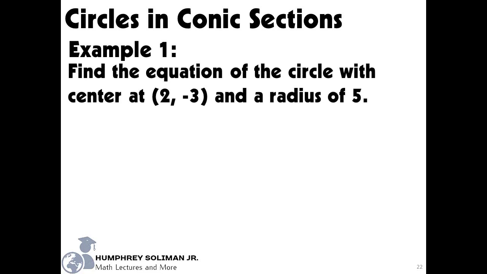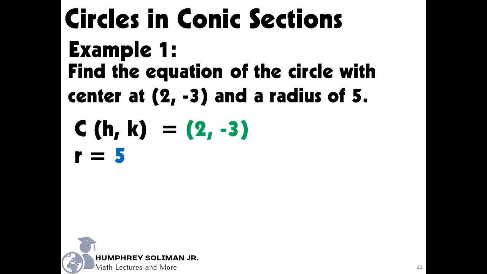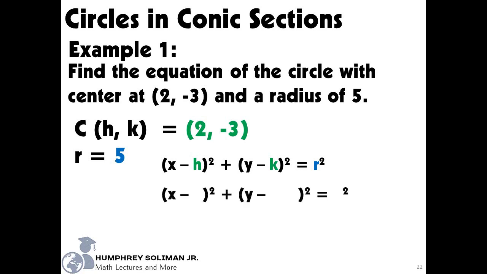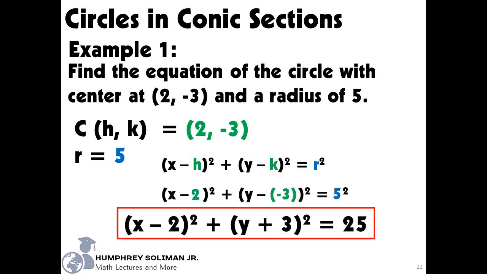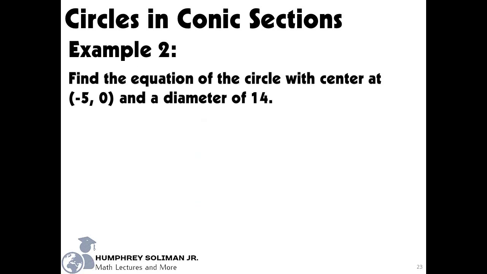Example number 1. Find the equation of the circle, with the center at 2, negative 3, and a radius of 5. With the given values for the center and the radius, we just need to substitute these values to the standard form of equation for the circle. We now have the answer. The quantity x minus 2 squared plus the quantity y plus 3 squared equals 25. It's that easy.